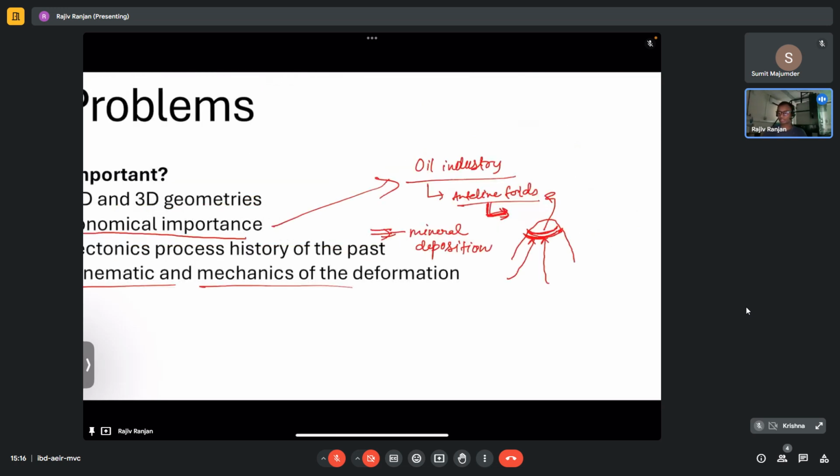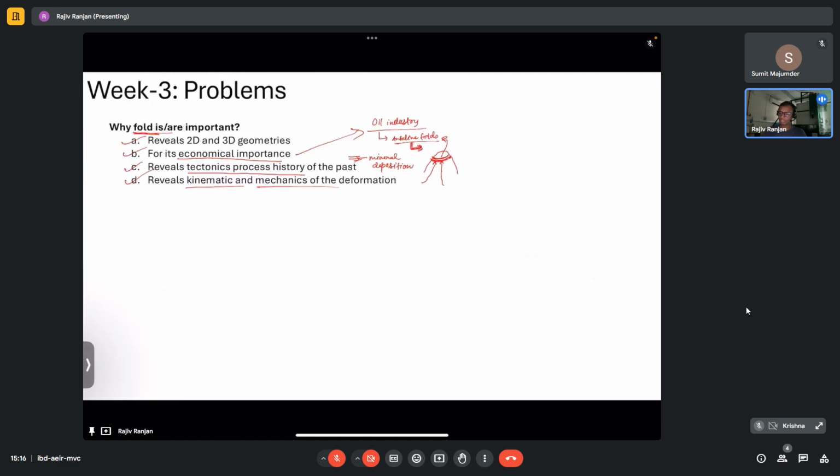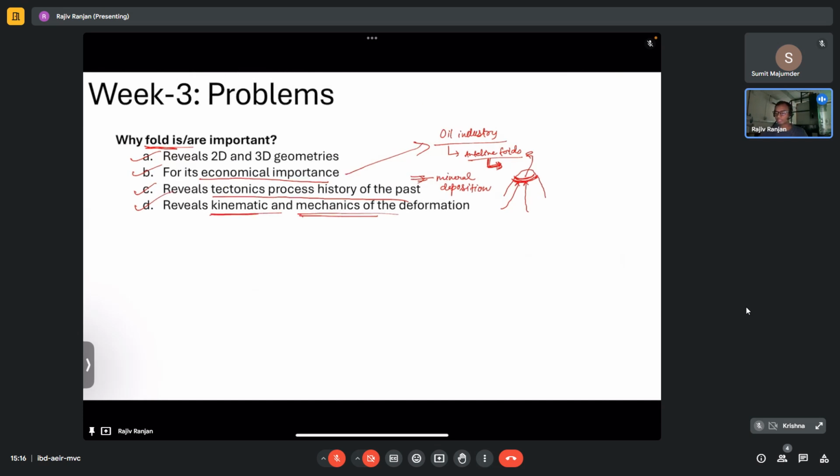Okay, so actually I got cut. That is why, if you talk about tectonic processes and history of the past, it helps when you study folds and their deformations. It does help. And also for the kinematics and mechanics of the deformations. Hold on a second.